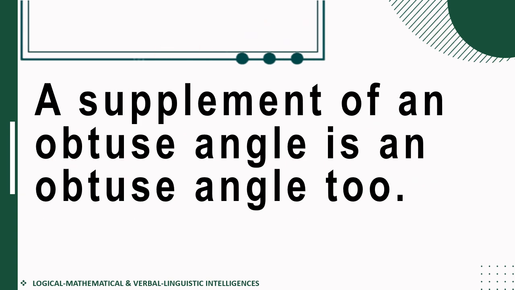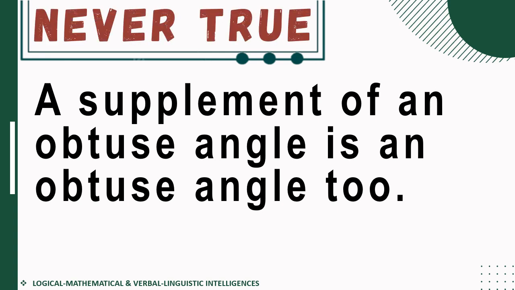Next, a supplement of an obtuse angle is an obtuse angle too. Okay, so what will be our answer for this statement? This is actually never true. We all know supplementary angles are a pair of angles wherein the sum of their angle measures is exactly 180 degrees. So let's say for example, we are given an obtuse angle, let's say it's 91 degrees. It's an obtuse angle, right? So what is the supplement of 91 degrees?